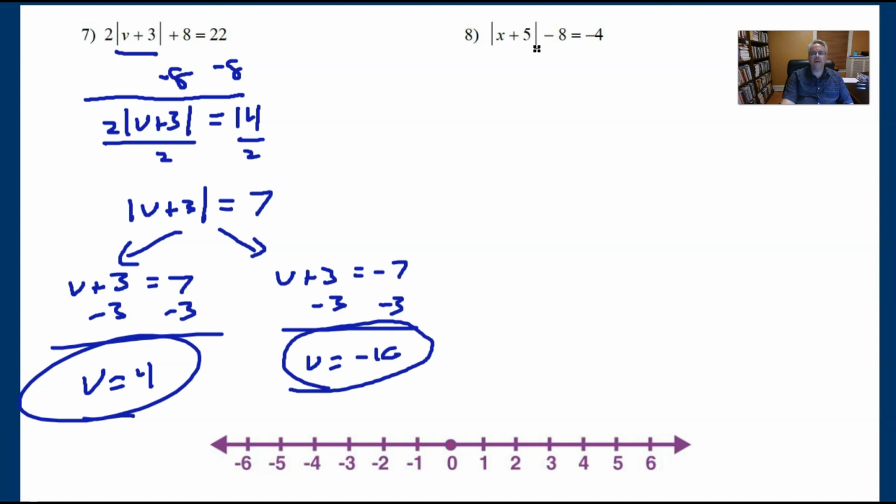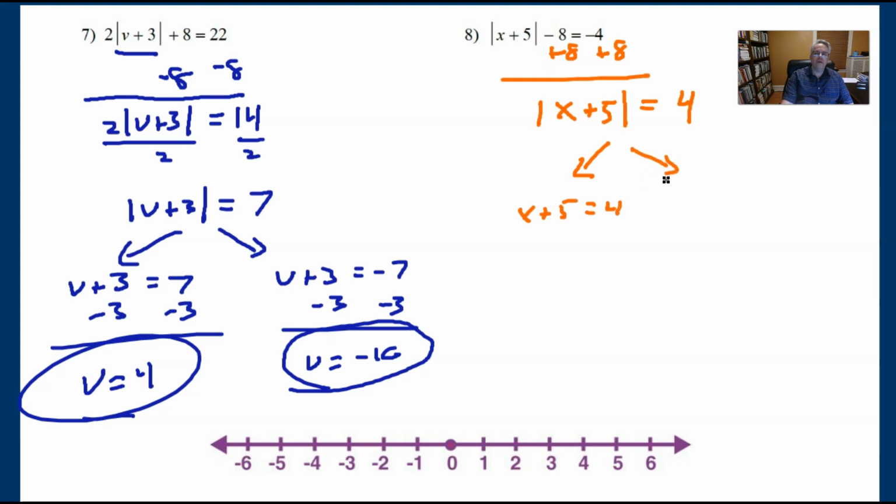All right, let's try this one. To get the absolute value term by itself, I have to add 8 on both sides. And so we get absolute value of x plus 5 is equal to 4. Now this is ready to solve. I have the absolute value isolated. So x plus 5 could equal 4. Or x plus 5 could equal negative 4.